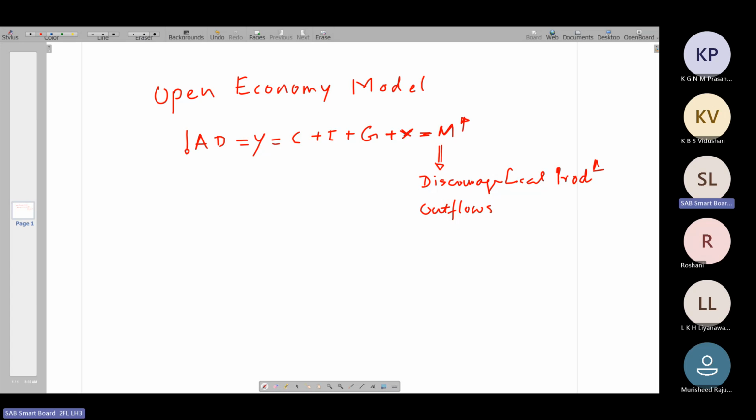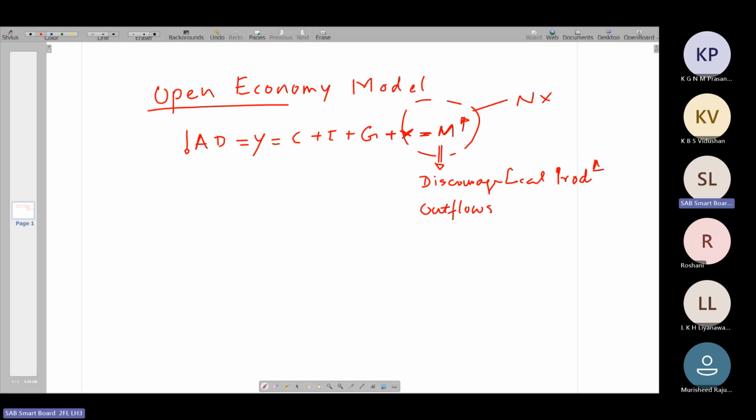So we add the exports and we deduct the imports. Simply, we can write it as net exports, NX. We add net exports if the exports are higher than the imports. If imports are higher than the exports, we deduct, so it becomes negative. So anyway, now this is the open economy.